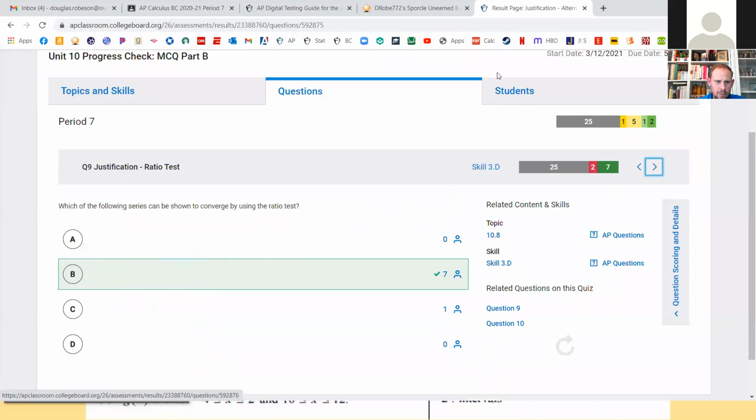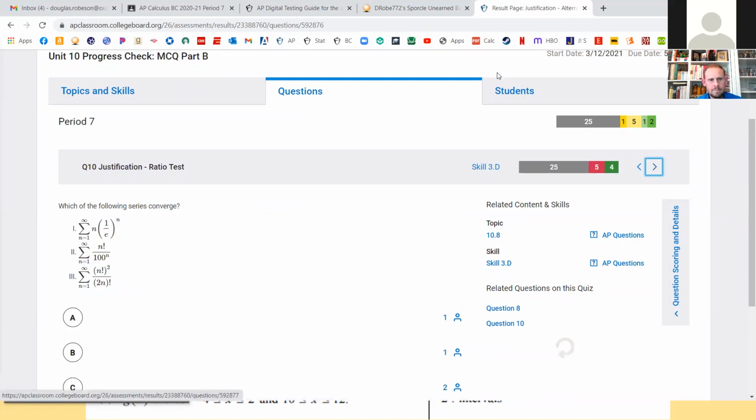Moving on to the next one. Oh, we did pretty well on this one. Shown to converge by the ratio test. 7 of you got that. Only one person missed it. Let's go to the next one, if it'll let me. No, there we go. 5 wrong.